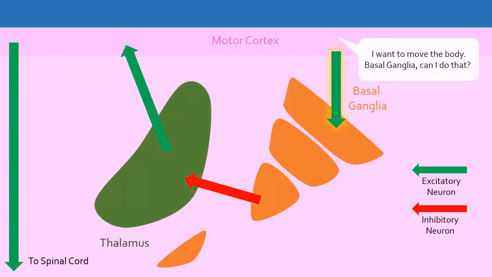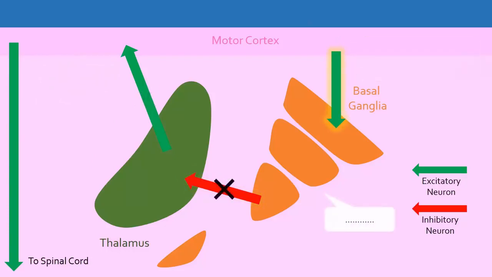Conversely, if these inhibitory neurons are inactivated, then nothing is stopping the neurons connecting the thalamus and motor cortex from being excited, so they activate the motor cortex. The motor cortex then sends signals down the spine to cause certain parts of the body to move. Therefore, the basal ganglia essentially decide whether or not movement is allowed. How do the basal ganglia actually make their decision?